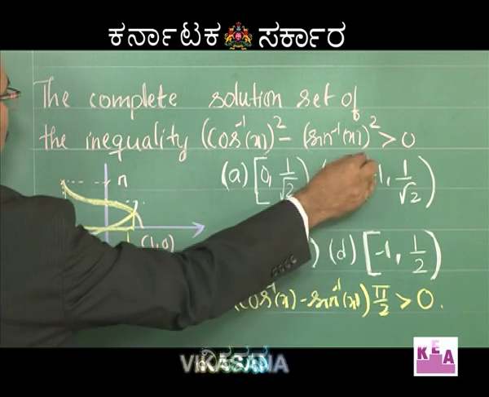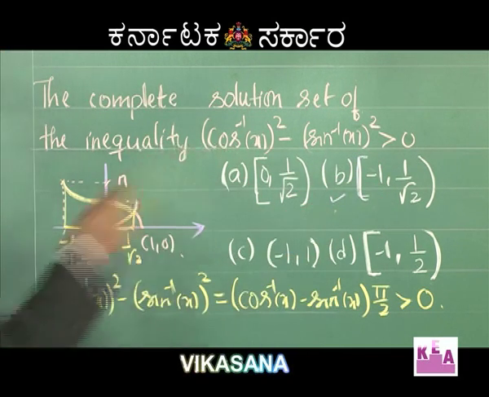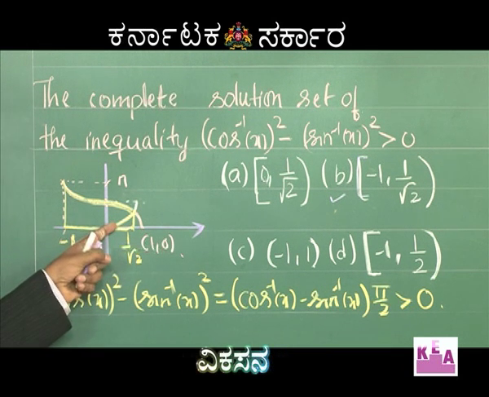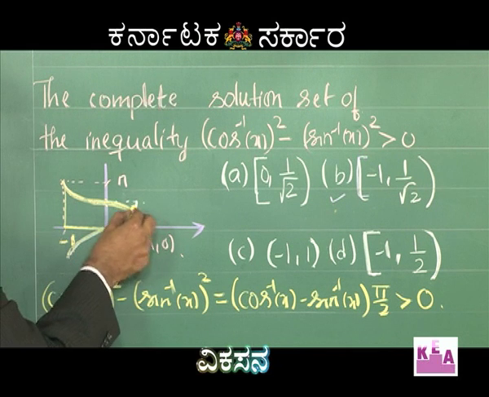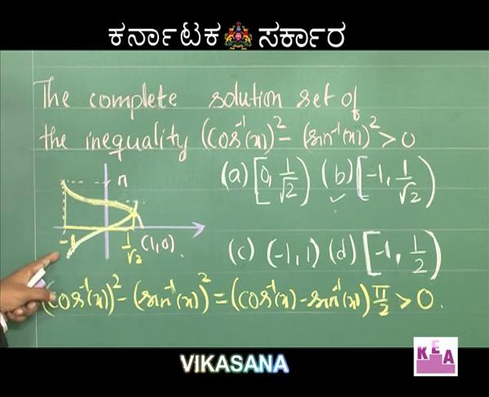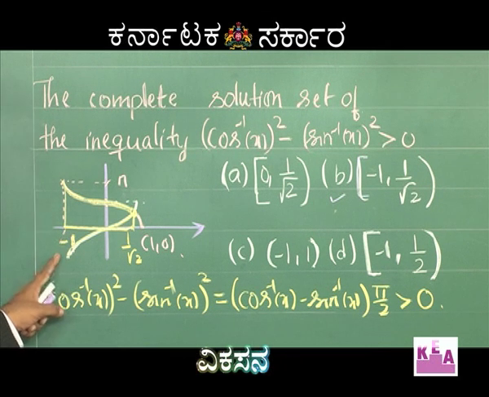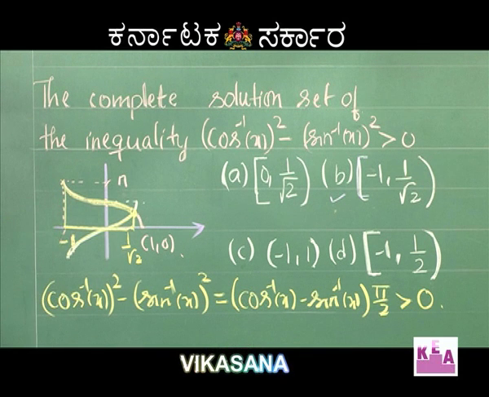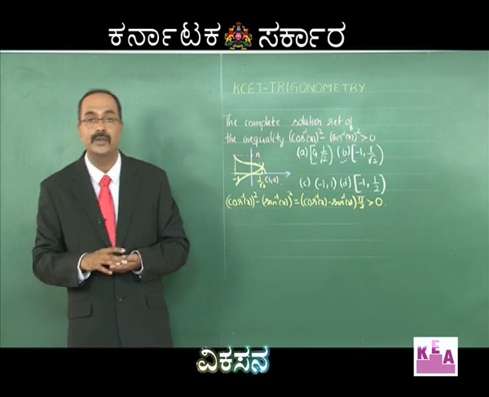The question arises, why is this in closed bracket, why is the other part in open bracket? Because greater than is strict, therefore open bracket. It should not be equal to. Therefore, this point is actually an open point. And why is it closed? Because it starts from this point, including minus 1. So, when x is equal to minus 1, cos inverse of minus 1 is pi, whereas sin inverse of minus 1 is minus pi by 2. That's the reason why minus 1 closed, 1 by root 2 open is the solution for this.